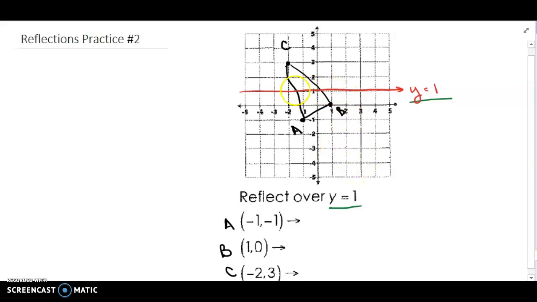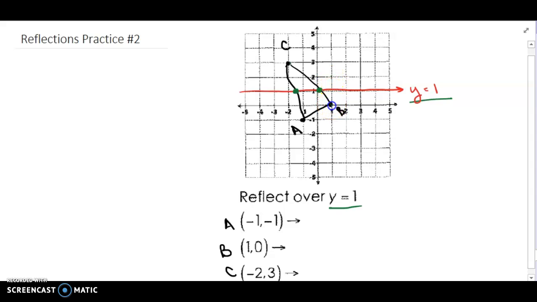Okay, so when we reflect it over this line, every point below this line is going to go above it. And every point above this line is going to go below it. And then every point that's on this line, which is right here and right here, stays right where it's at. Okay, so it's just like looking in a mirror. Now, the distance from that line is going to be the same on both sides.